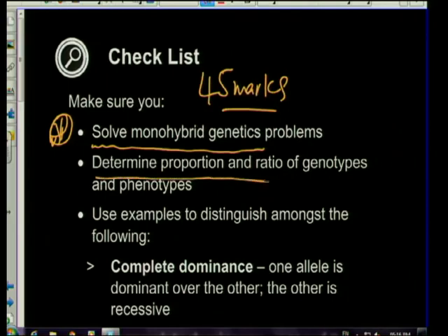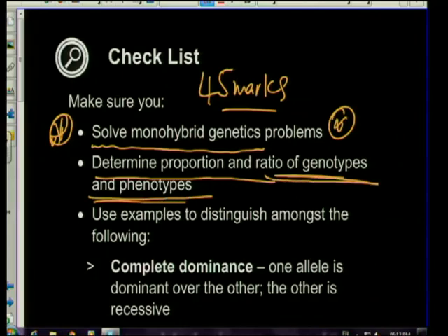Determine the proportion and ratio of genotypes. Obviously, that's a follow-on onto this part here. Once you work out the genetic problem, then at the bottom, once you have your answer, you can then have the ratio of the genotype and phenotype. Sometimes they ask for this in just simple ratio in whole numbers, and sometimes they ask it in percentages, so you must know both.